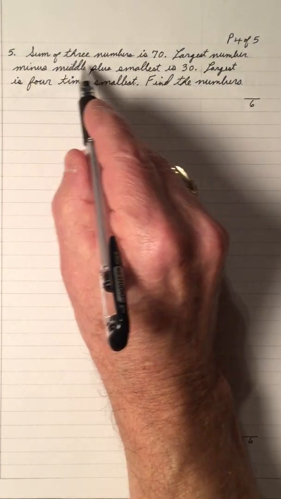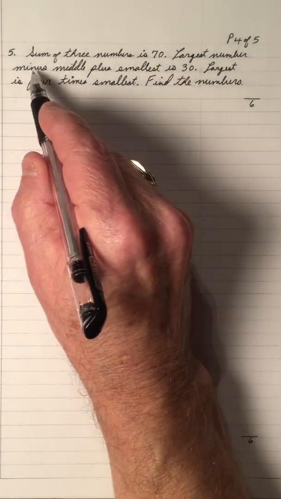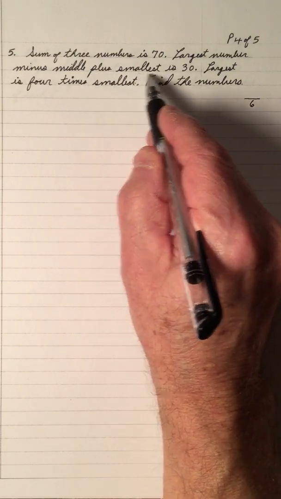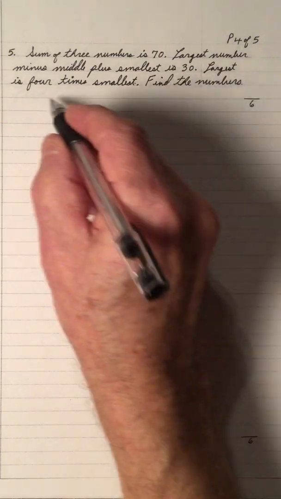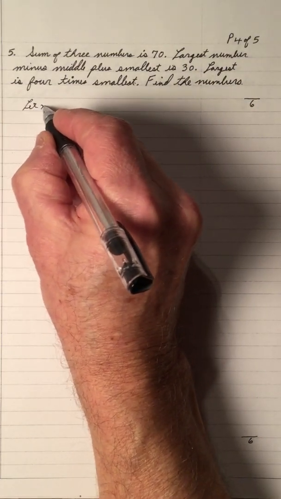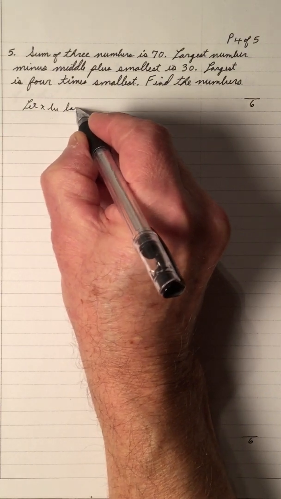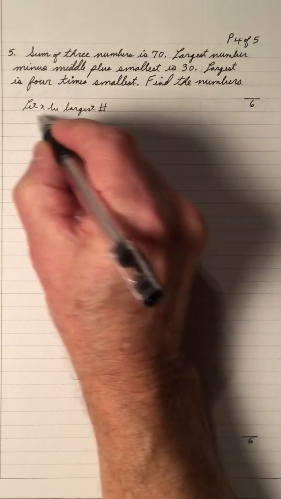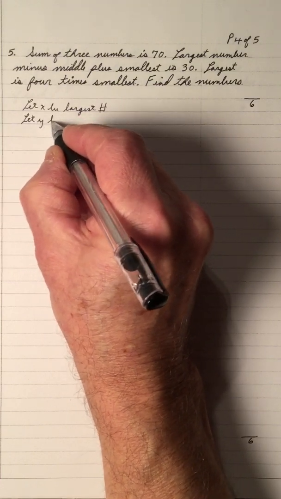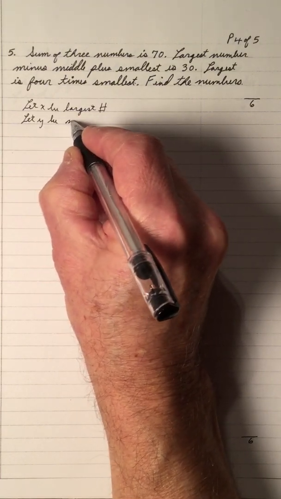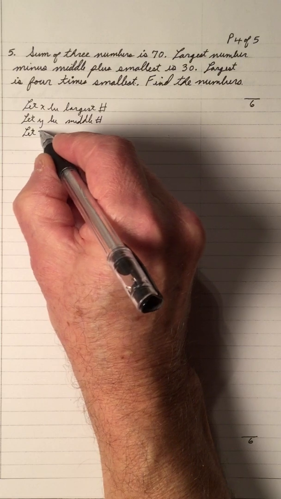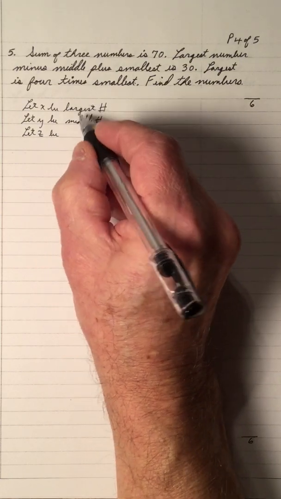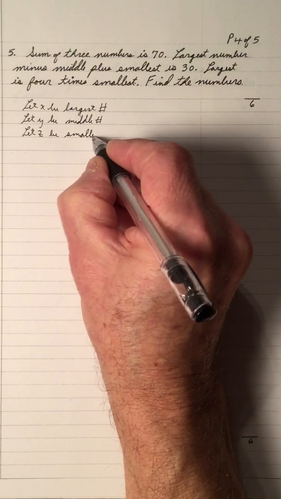3 variables. The sum of 3 numbers is 70. The largest number minus the middle number plus the smallest is 30. The largest is 4 times the smallest. Find the numbers. So let's let x be the largest number, and we'll do it in order. Let y be the middle number, and we'll let z be the smallest number. Largest, middle, smallest. Keep them in order.